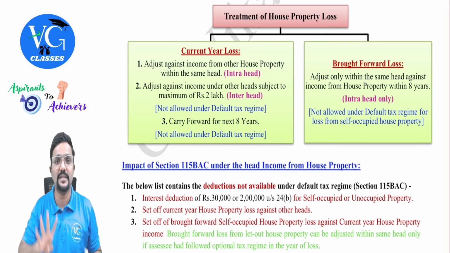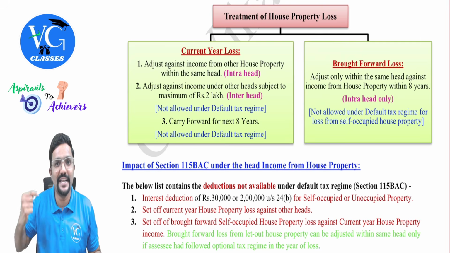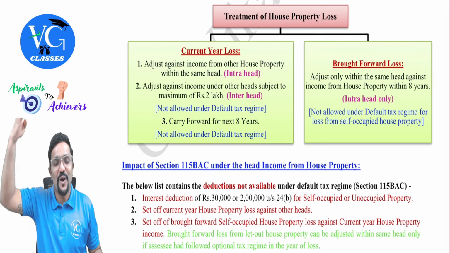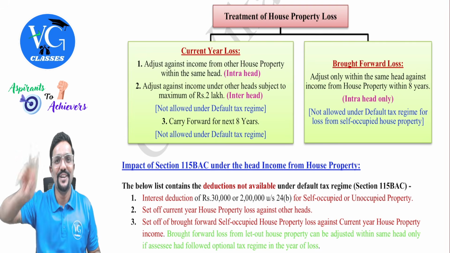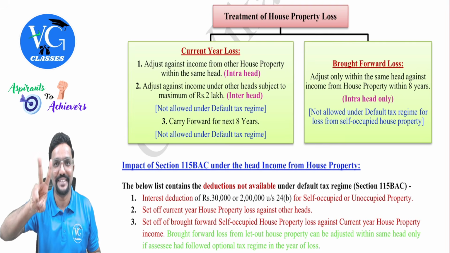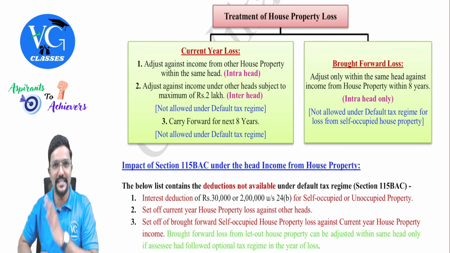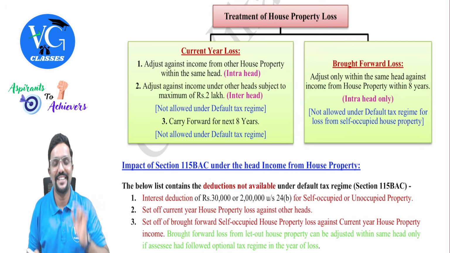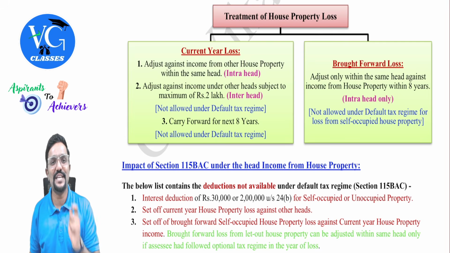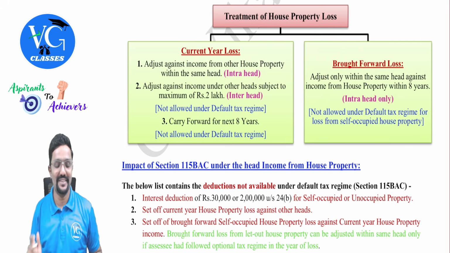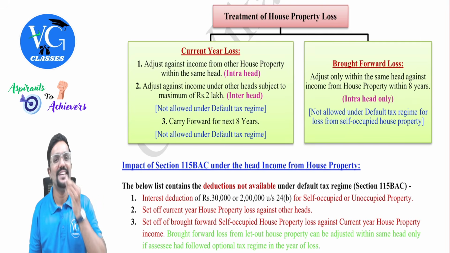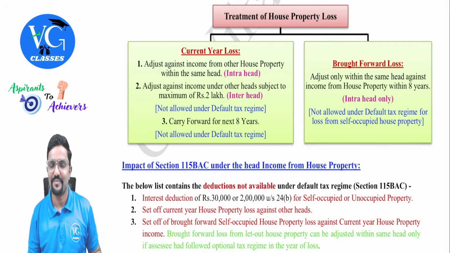And other heads of income means, sir, there are 4 heads, no, sir. Can I adjust 2 lakh against each head? No, no, no. All remaining 4 heads put together, 2 lakh, guys. Maximum 2 lakh per year. Got it? Inter-head adjustment. But the twist is here. If assessee is following the default tax regime, then this is not allowed, guys.